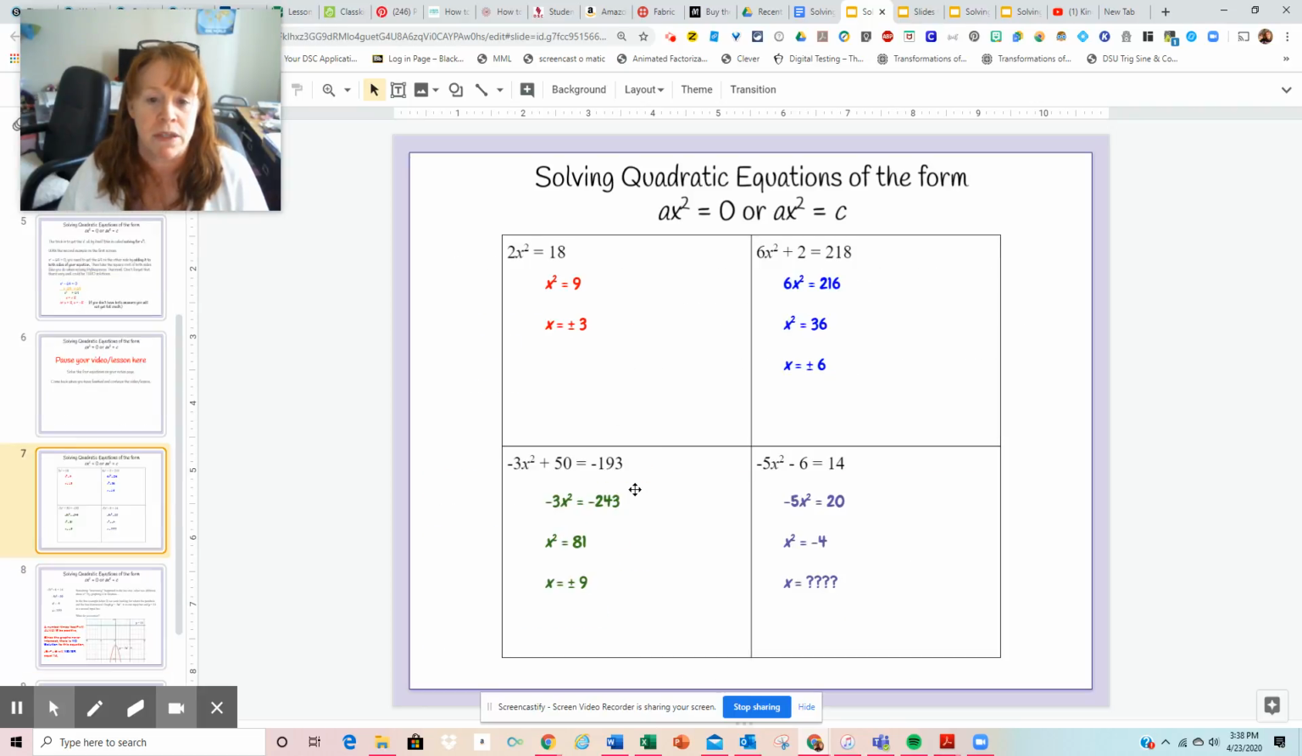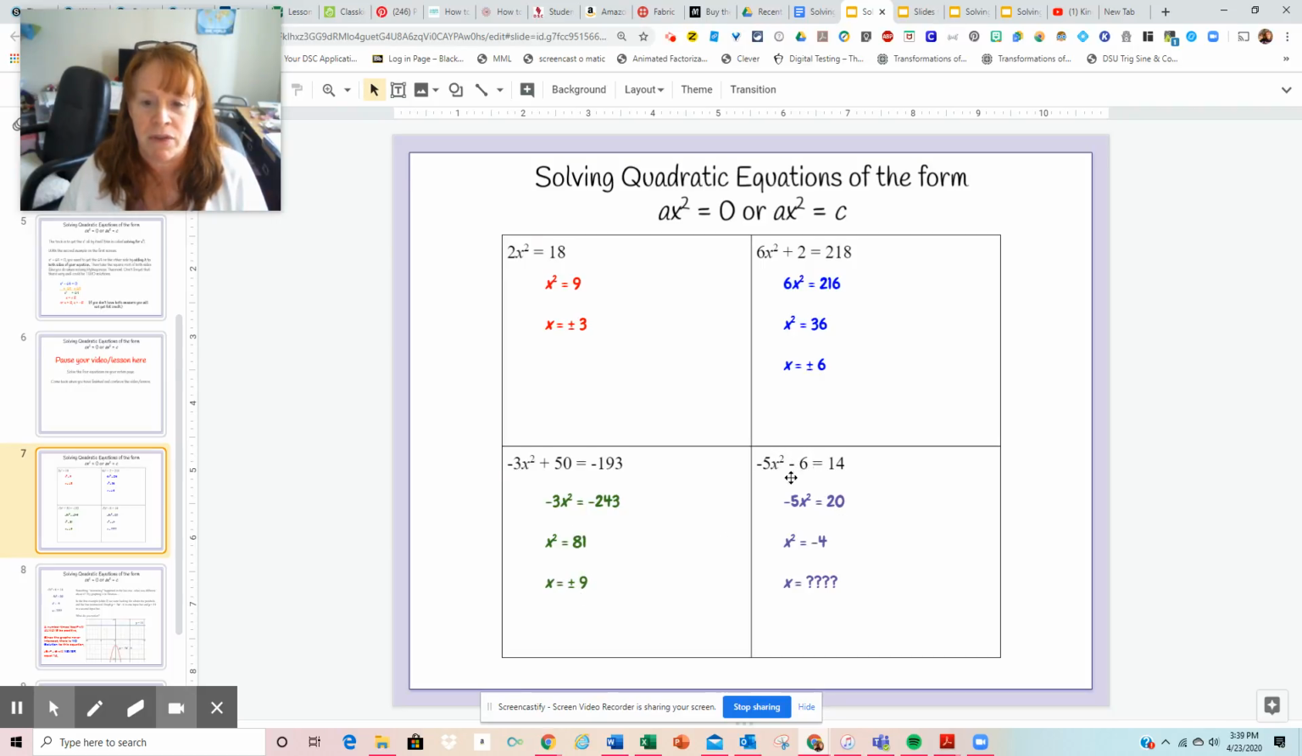For this third one, down here, negative 3x squared. When I subtract 50, I get negative 243. What happens there? Well, in this case, nothing, because when I divide a negative 243 by a negative 3, I get a positive 81. So I get x equals positive and negative 9.